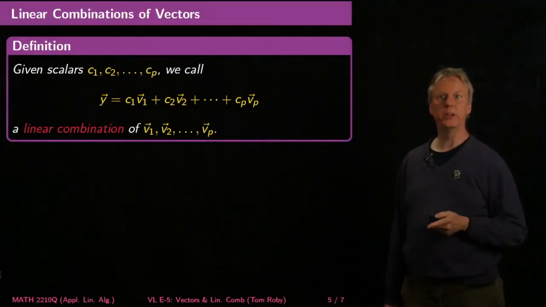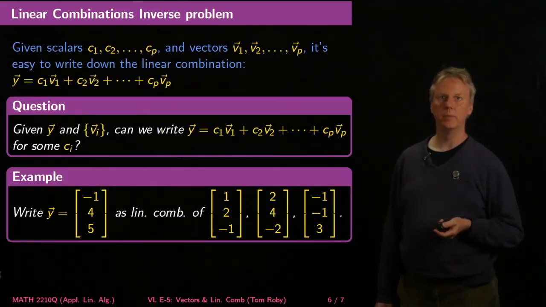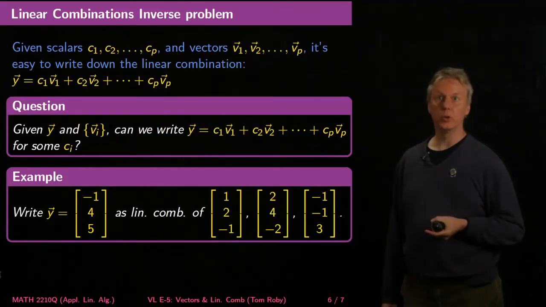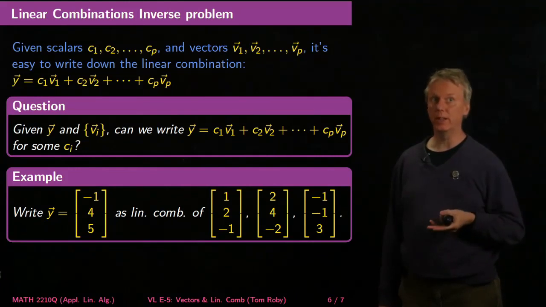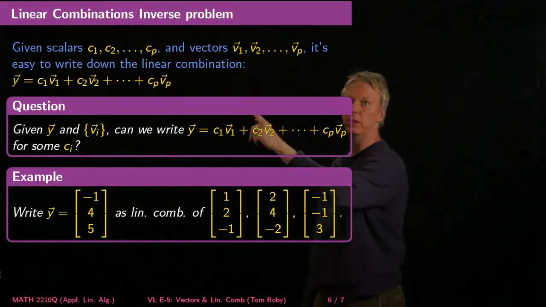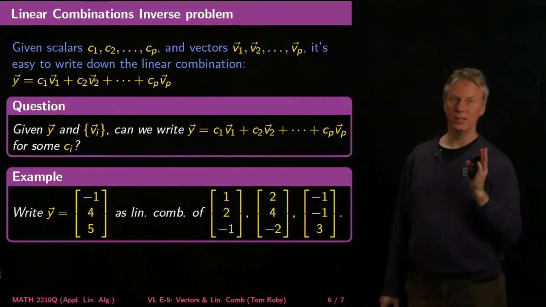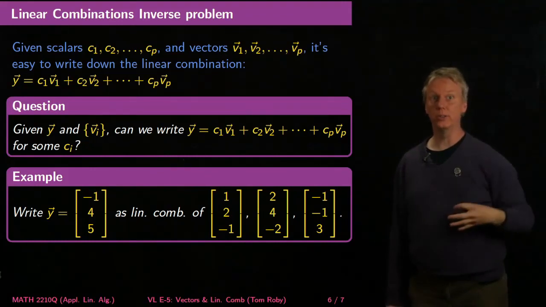Okay, so now that we've seen what a linear combination is, it's easy to write a linear combination of some vectors. If I give you some vectors and some scalars, you can create the linear combination, no problem. But the question is, can we go backwards? This is often true in mathematics that it's easy to go one direction and hard to do the inverse.